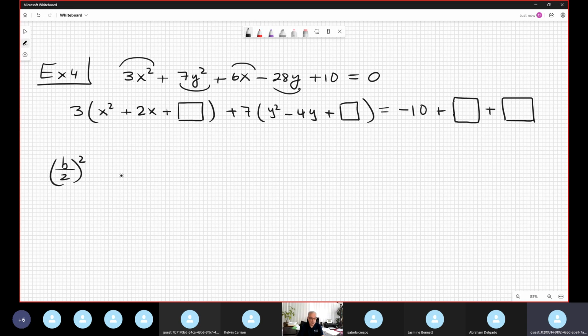In our first trinomial, b is 2. 2 divided by 2 is 1, squared is 1, and the number here is 1. And when you introduce this 1 here, actually it's not 1, it's 1 times 3, which is 3. In order to keep the equilibrium, you put 3 here. Do you understand this or no?